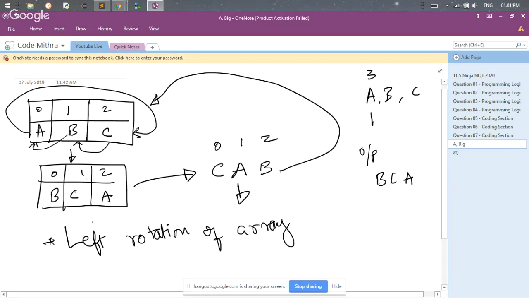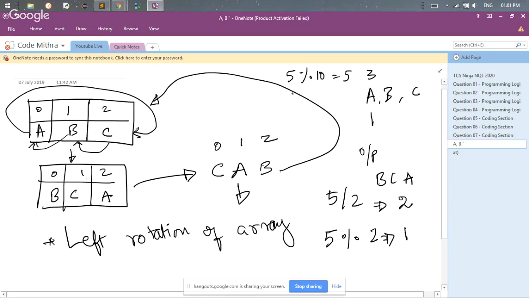So modulus operator is the one which is going to give you the remainder when you divide something by something. For example, if you divide 5 by 2, you will get 2, and then the remainder will be 1, right? So in order to get the remainder, you can use modulus operator. So the remainder will be 1 here. For example, 5 modulus 10 will give you 5 as the remainder, but 5 divided by 10 will be 0.